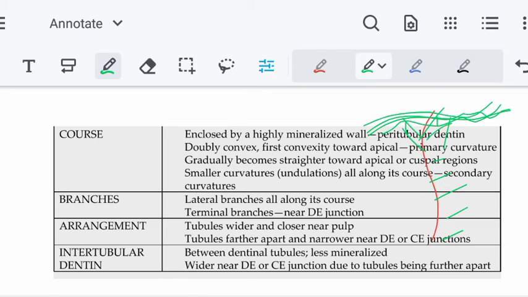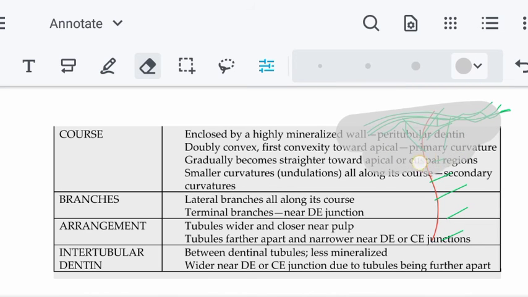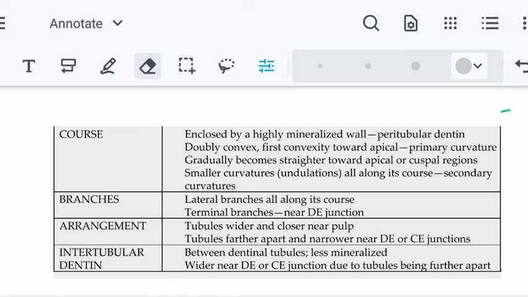Okay, arrangement. Tubules are wider and closer near the pulp. Tubules are farther apart and narrower near the dentin enamel and cemento enamel junction. So I've told you the ratio, right? 4:1 ratio. What do you mean by 4:1 ratio? If there are 4 dentinal tubules present at the pulp region, there is only 1 dentinal tubule present near the enamel or cementum junction. Okay, right?